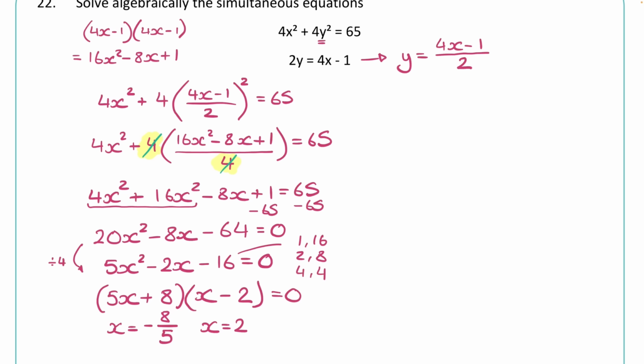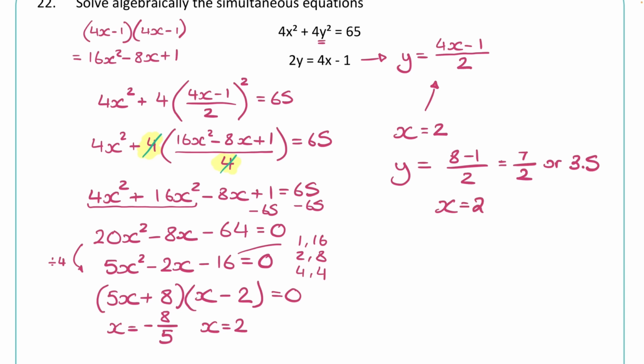So if we substitute these values of x in, we have our y equals formula up here. Let's go with the x equals 2, as that's obviously nicer to substitute in than negative 8 over 5. So when x equals 2, y equals 4 times 2, which is 8, minus 1 over 2, which equals 7 over 2, or you could write that, of course, as 3.5. So there's our first set of values, x equals 2 and y equals 3.5. There we go, let's highlight that so we don't lose it.